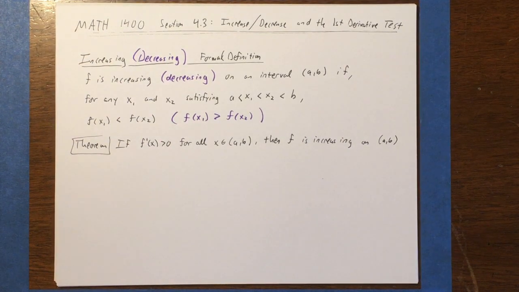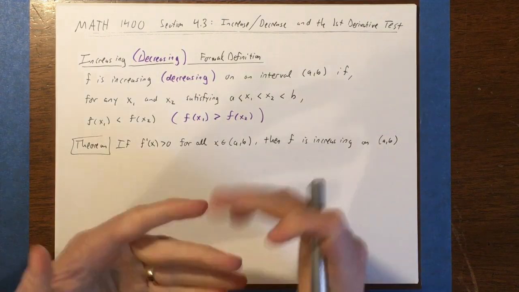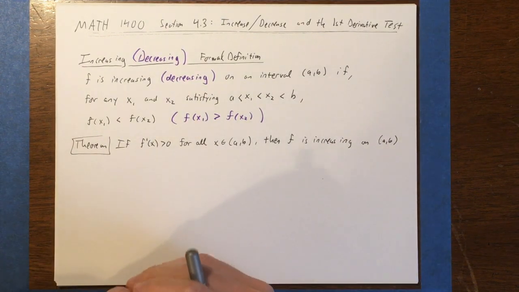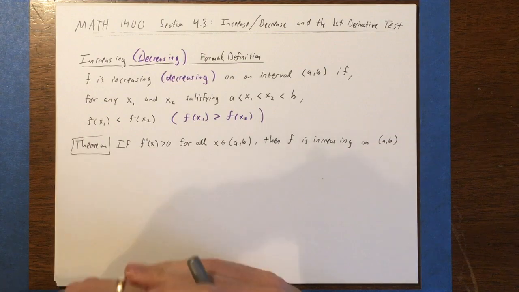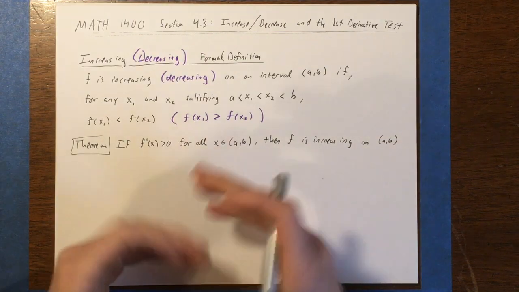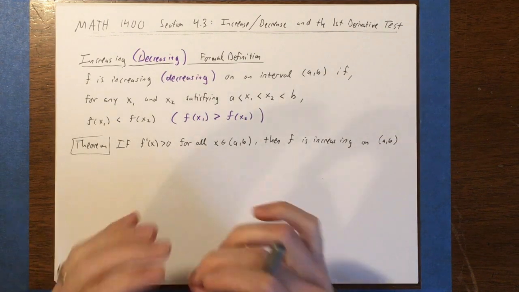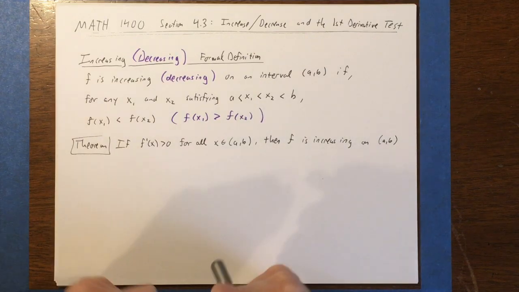All right, this is the first video for section 4.3. This section is about increasing and decreasing, which has to do with the sign of the first derivative. And we're going to start by talking about that with a little more rigor, maybe more formality than we have in the past.